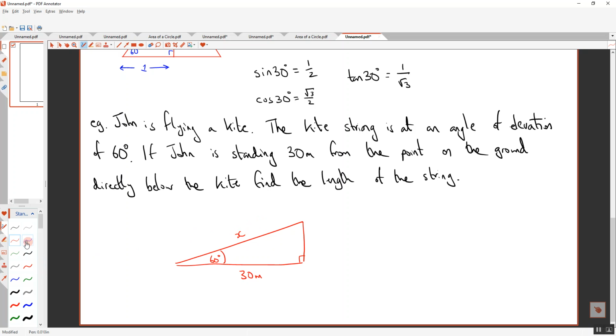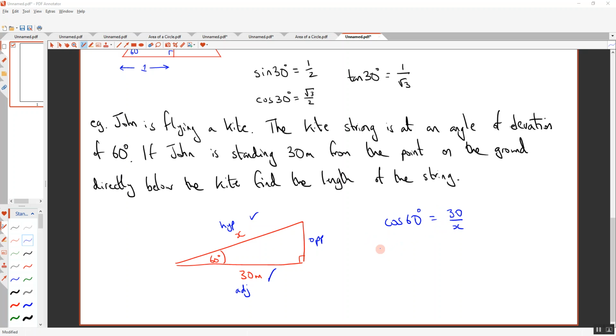Alright, so we can label our triangle. Actually, you go ahead, do it, and then I'll just do the solution. I want an exact value, okay? So no calculators. So we labeled it. Cosine 60 equals 30 over x. How do I go about rearranging this for x? Okay, good. I like this idea of doing this, okay? You work through it systematically, okay?